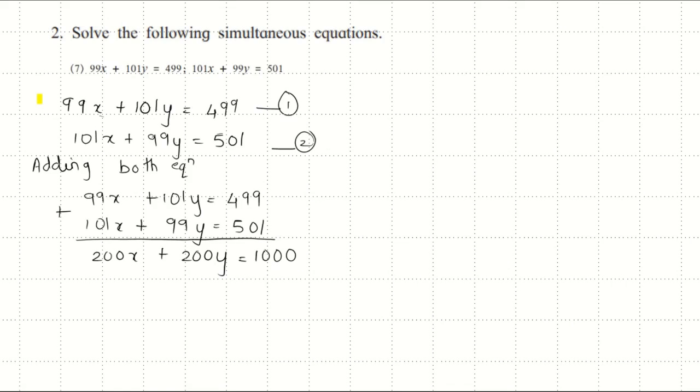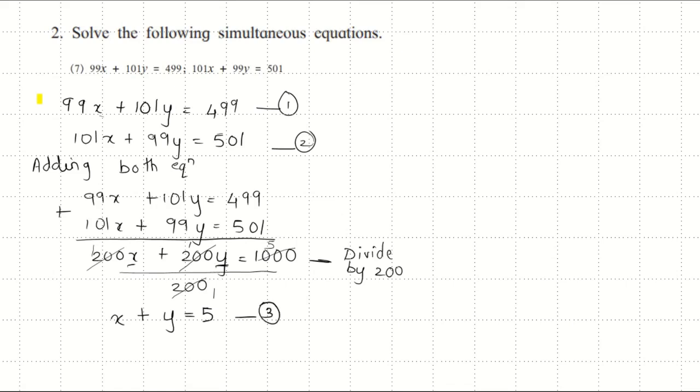For solving, divide by 200. 200 ones are 200, and here it will come as 5, since 200 into 5 is 1000. So we get x plus y is equal to 5. This is a very simple equation that we have got here.